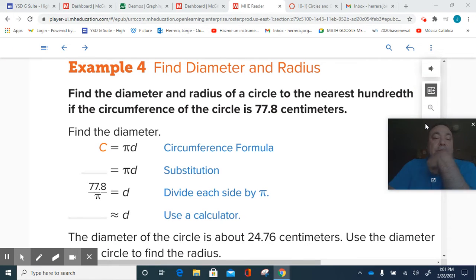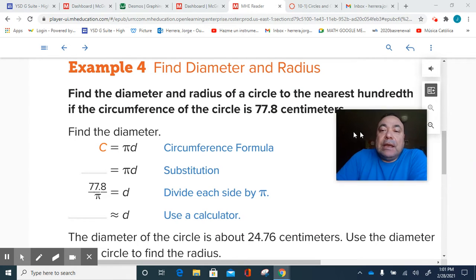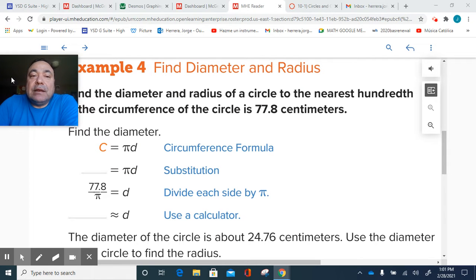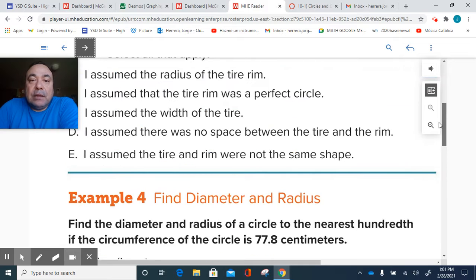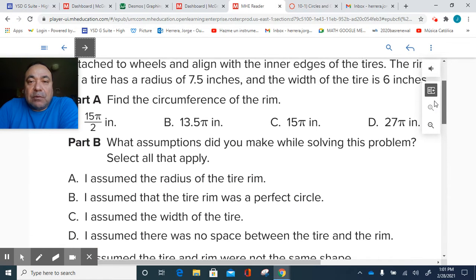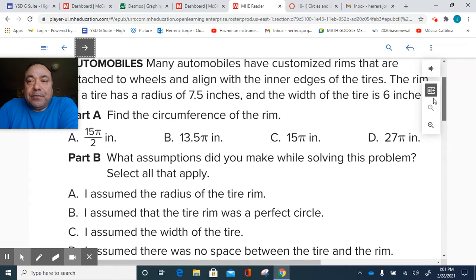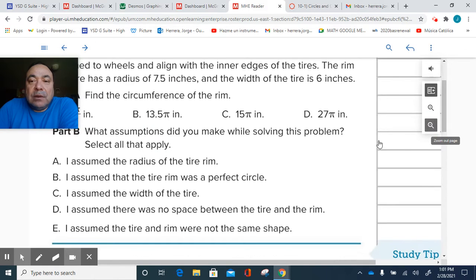Okay, guys, let's talk a little bit about example four. And before we go here, let's review just a little bit, so we can work with the diameter, guys. Let's do a little practice problem right about here.